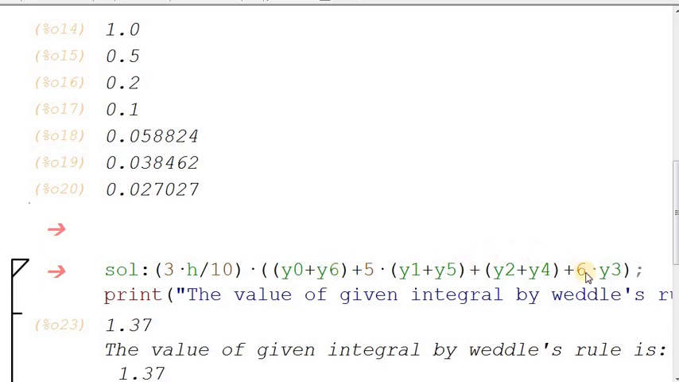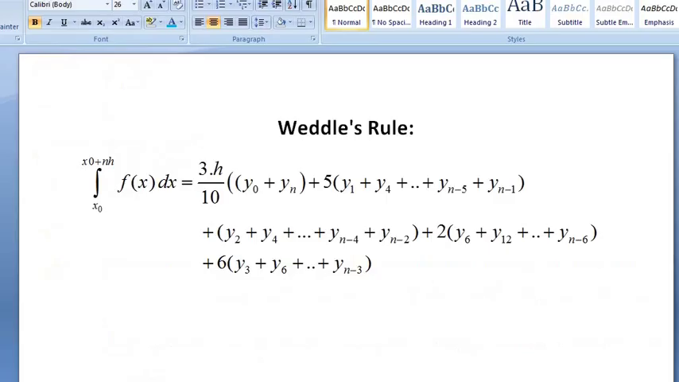Next, 6 times y3 is there, because 2 times y6, y12 would belong to another formula. But y6 is already taken here and y12 is not there, therefore this is not written. Only we have to write 6 times y3. y6 is already written, so the only remaining value is 6y3. So 3h by 10, y0, y6, 5 times y1, y5.